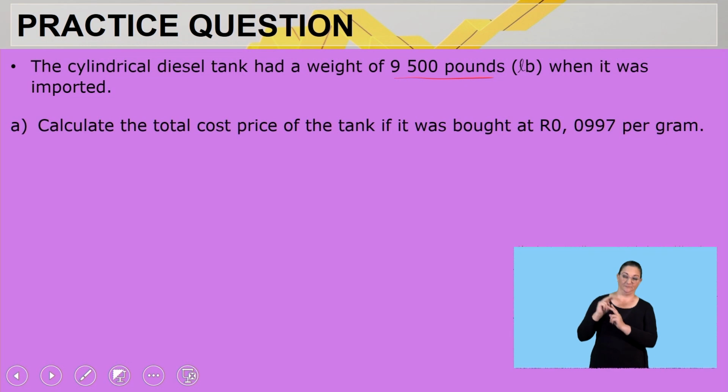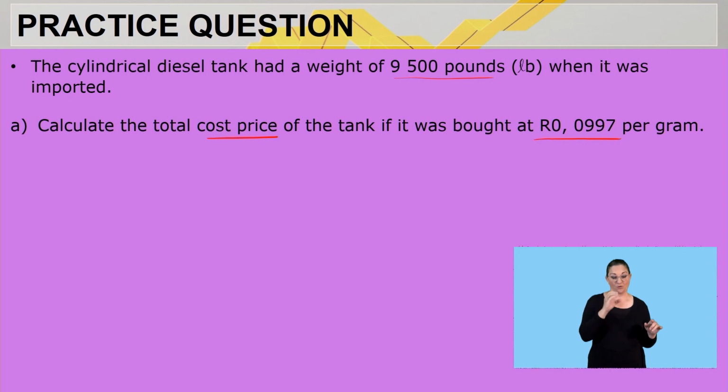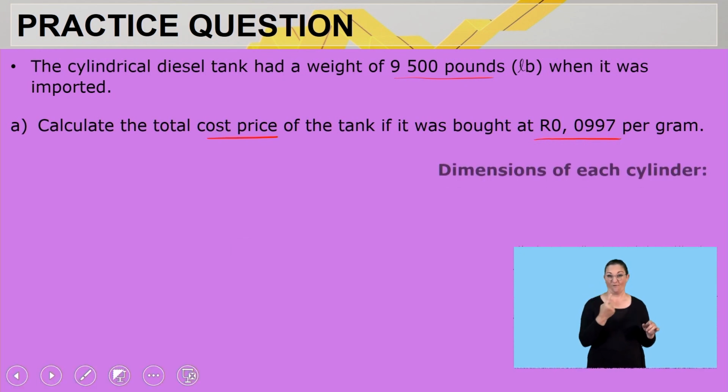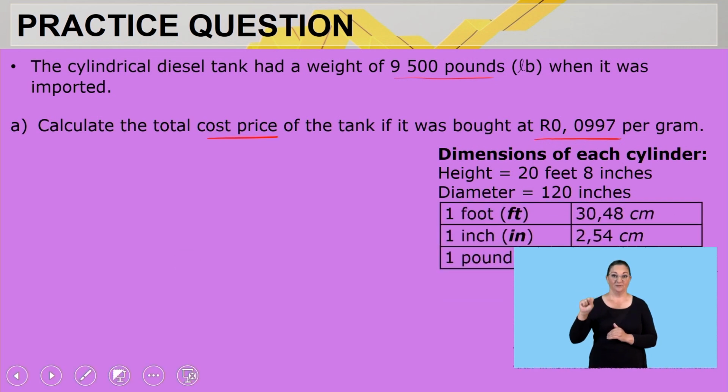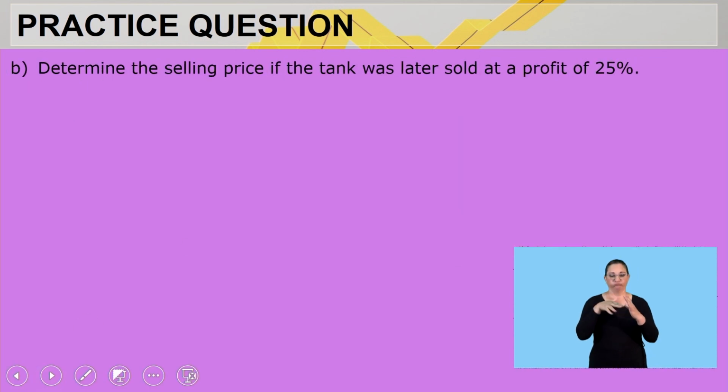So what is it that we need to calculate? First up, I said calculate the total cost price of the tank if it was bought at 0,0997 Rand per gram. Now again, let's look at our dimensions. It's given a height of 20 feet 8 inches, diameter of 120 inches. But then also here, I gave you some conversion factors between foot and centimeters, inches and centimeters, pounds and kilograms. Guys, are we fine with that? Looking at this question, what is it that we need to do first?